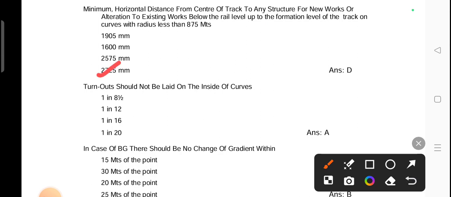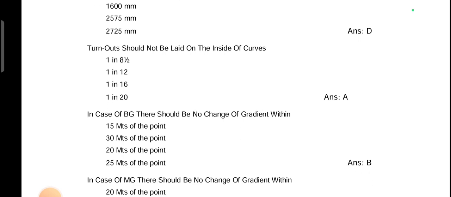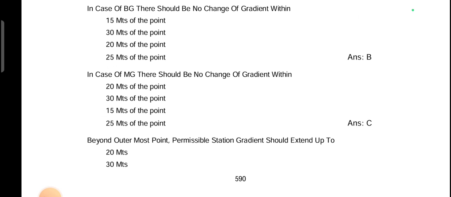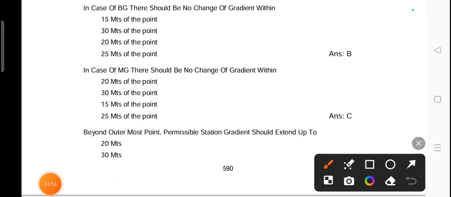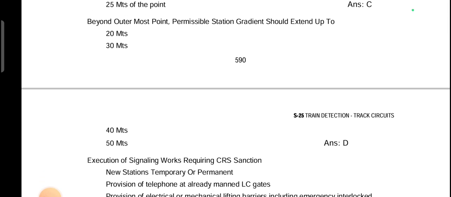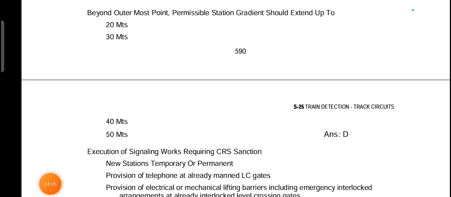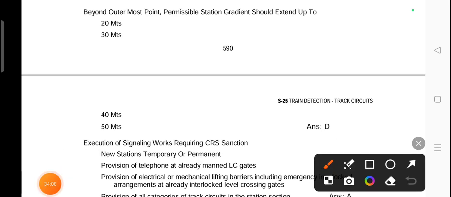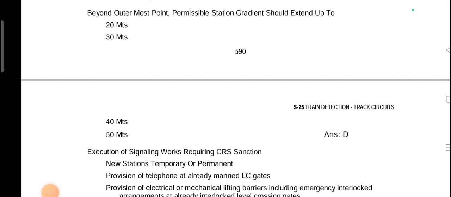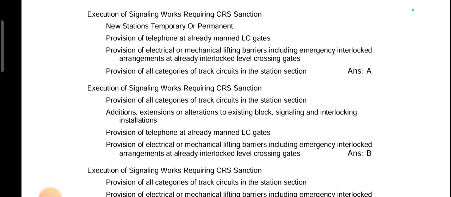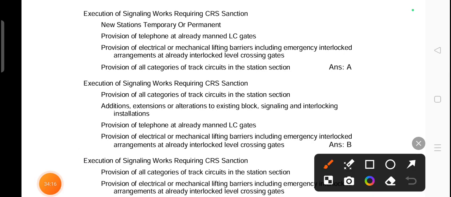2725 mm. Turnout should not be laid on the inside of curves 1 in 8 half. In case of broad gauge, there should be no change of gradient within 30 meters of the point. In case of meter gauge, there should be no change of gradient within 15 meters of the point. Beyond outermost point, permissible station gradient should extend up to 50 meters.